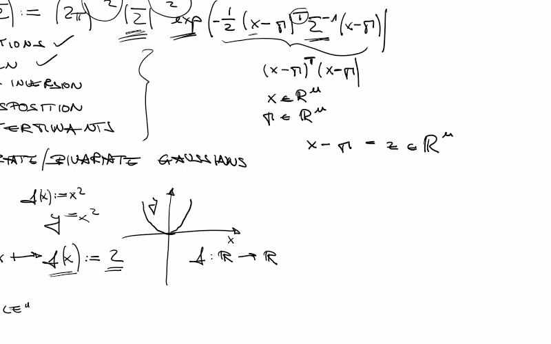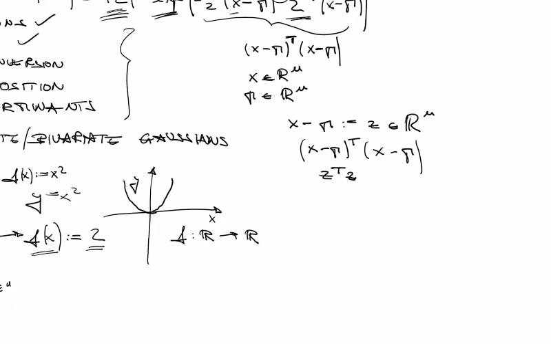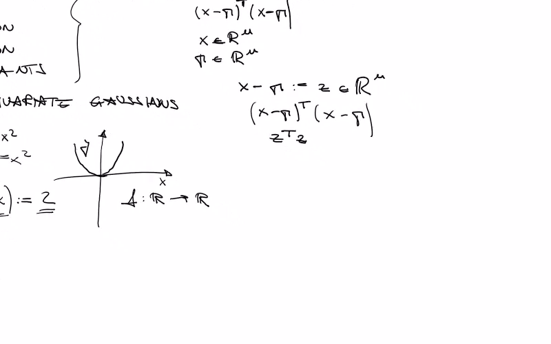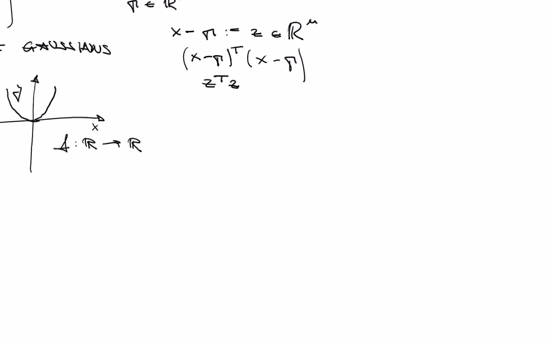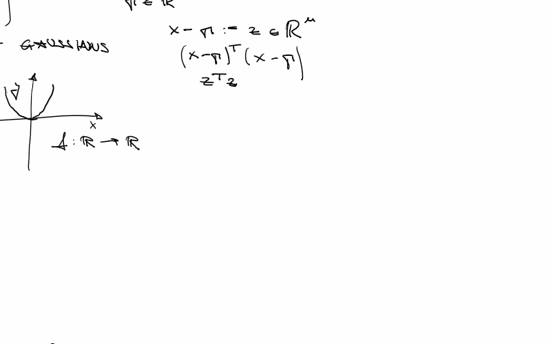Now, in this expression, x minus mu transposed times x minus mu, because we just called x minus mu Z, what we actually have here is Z transpose times Z. And the intuition you should get, this is also called the dot product of two vectors, is something like Z squared. Now, why is that the case? Let's have a look why that is a good intuition.